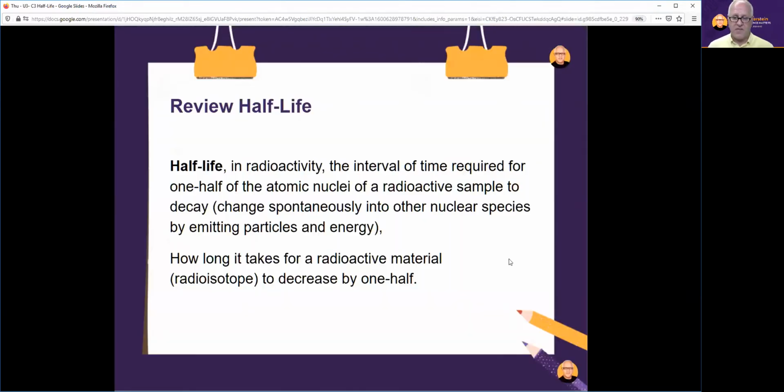Okay, let's review half-life. Half-life in radioactivity is the interval of time required for 1/2 of the atomic nuclei of a radioactive sample to decay, that is, change spontaneously into other nuclear species by emitting particles and energy. And half-life is how long it takes for radioactive material to decrease by 1/2.